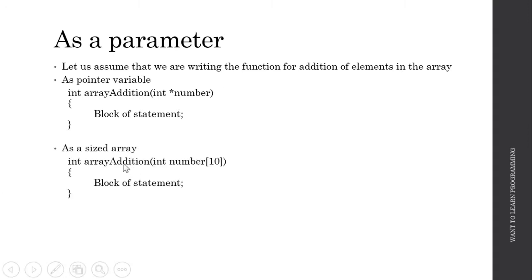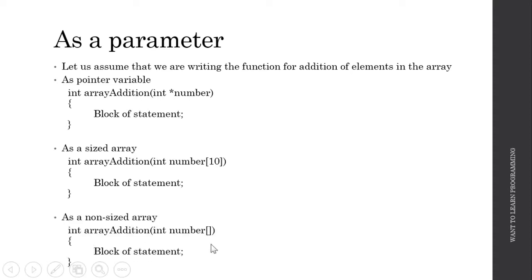Here, int array addition is int number of 10. That is, we are assuming that the user is sending 10 numbers, that is, an array of 10 elements to the function. And in the third case, we will look at how this looks in a non-sized array. As a non-sized array, we need not mention the number of elements. We can just keep the two brackets to specify that this is an array. So these are the three ways of passing an array as a parameter to a function.